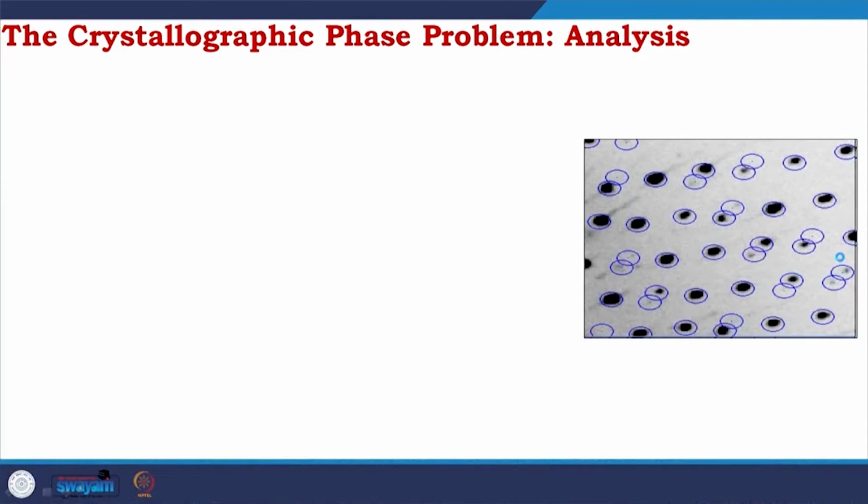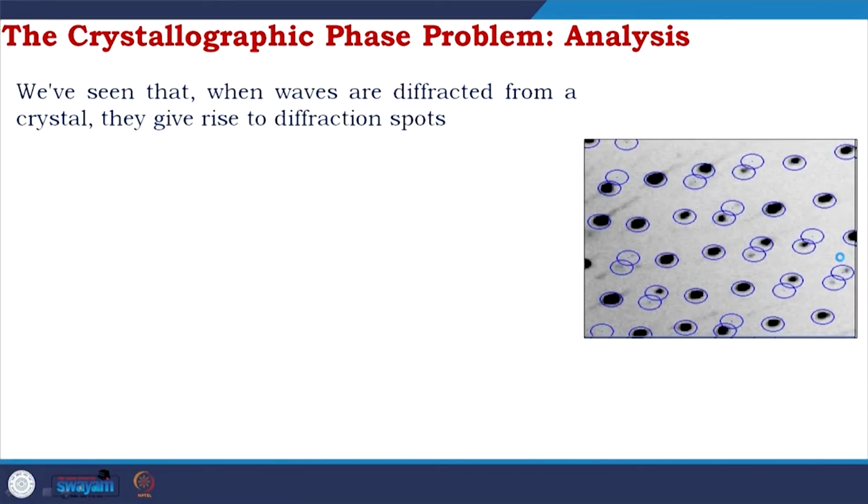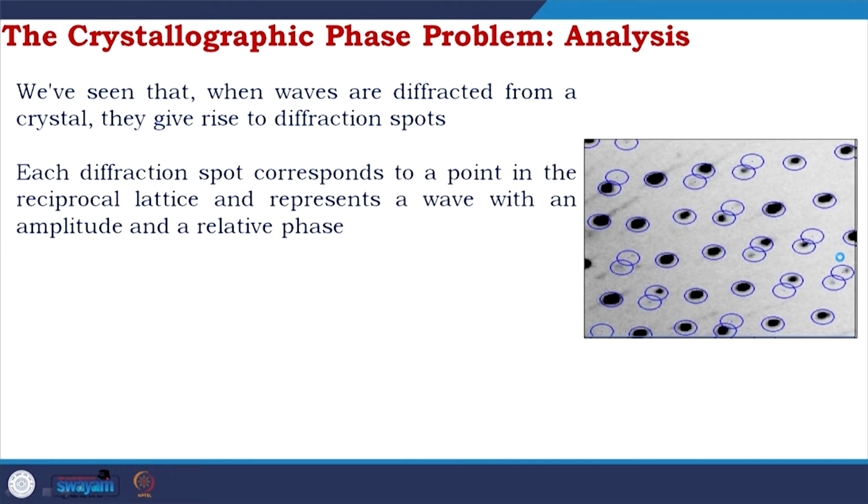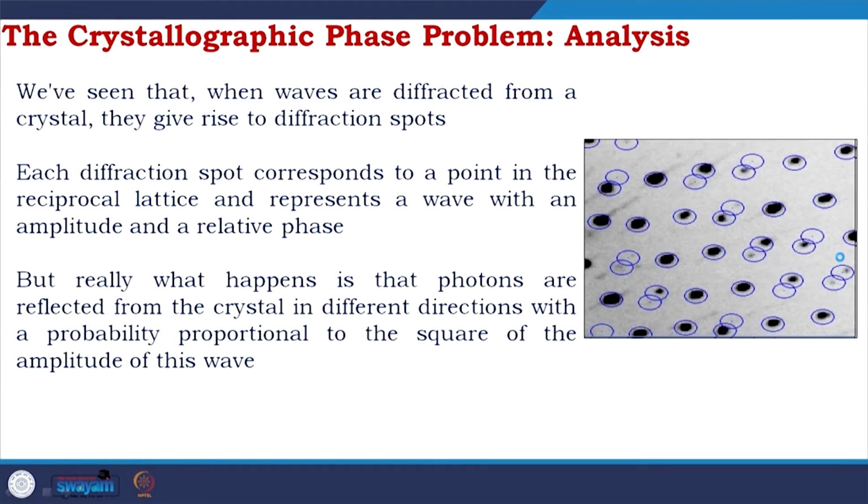Again, come back to the phase problem. Why did the phase problem technically happen? We have seen that when waves are diffracted from a crystal, they give rise to diffraction spots. Each diffraction spot corresponds to a point in the reciprocal lattice and represents a wave with an amplitude and a relative phase. But in reality, photons are reflected from the crystal in different directions with a probability proportional to the square of the amplitude of this wave.